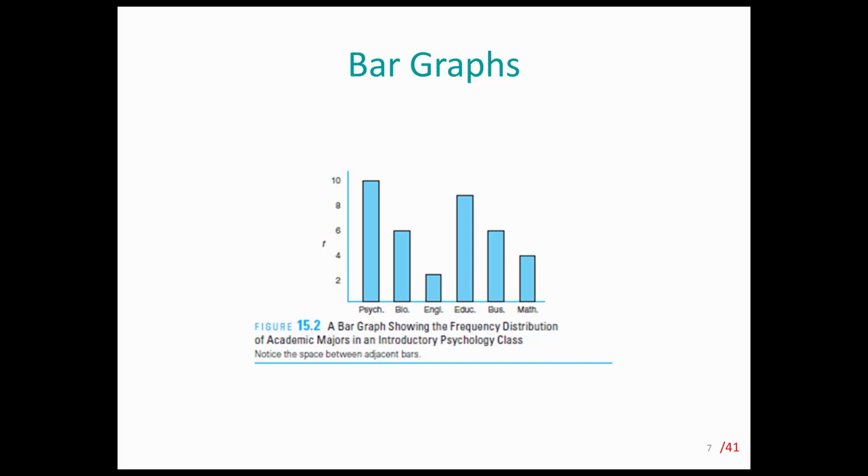Bar graph is similar to histogram again, except the histogram is like continuous numbers, but here we are dealing with a categorical scale or nominal scale. So for example, this chart shows how many of the students in the sample were from psychology, how many from biology, how many from English, etc.